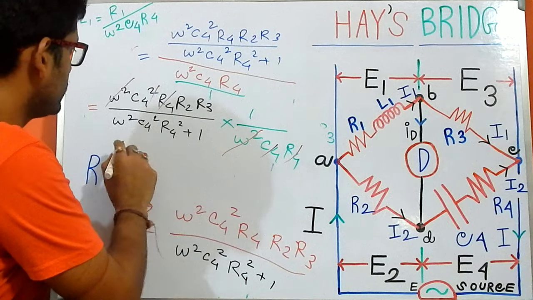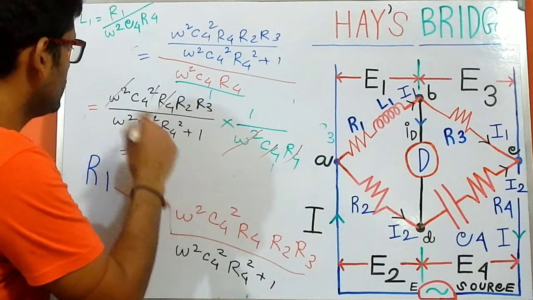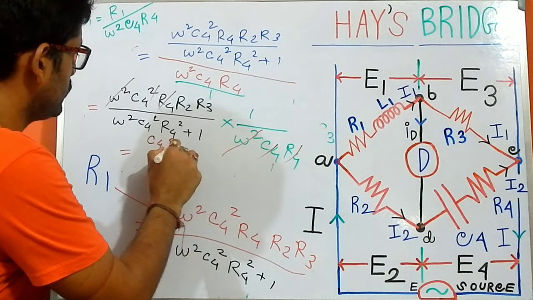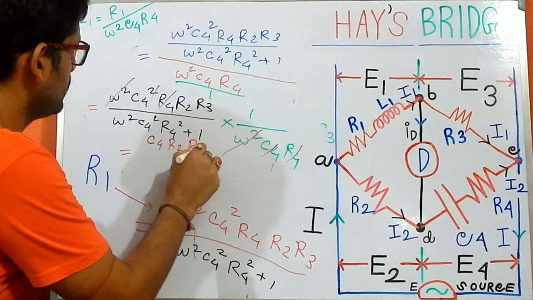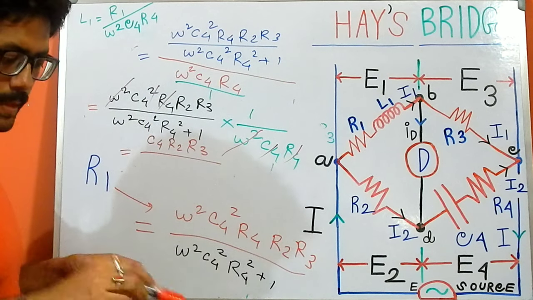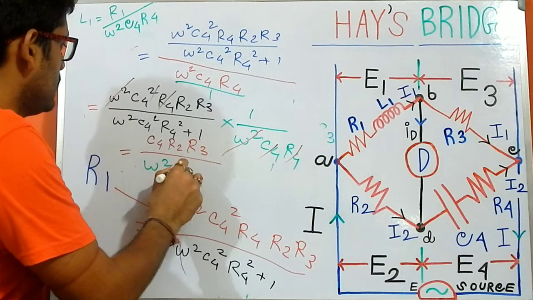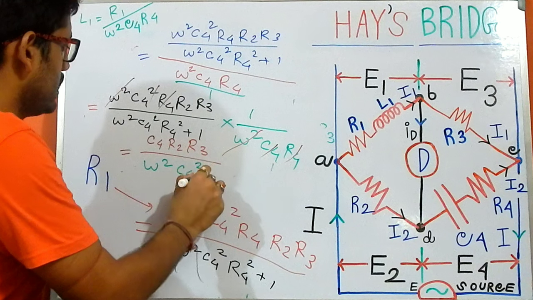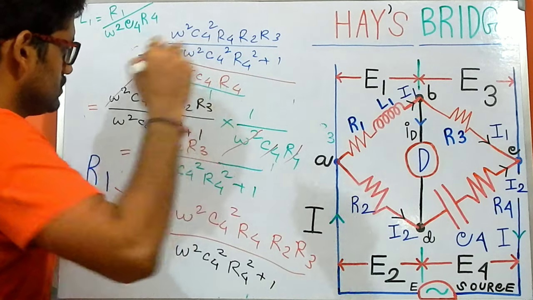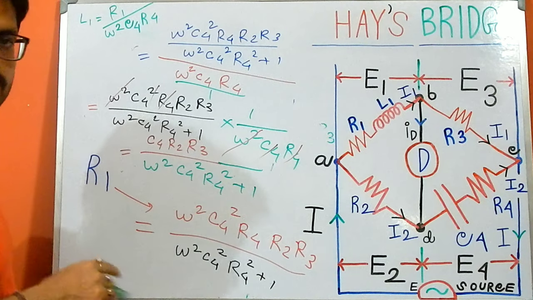Okay, so what is present at the numerator is C4 R2 R3 divided by omega square C4 square R4 square plus 1. This is our expression of L1.